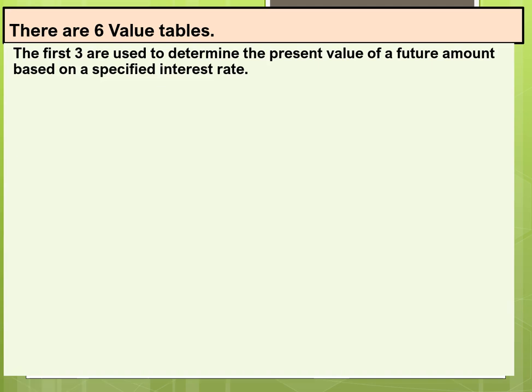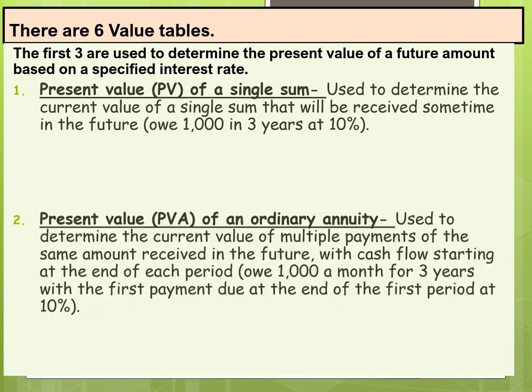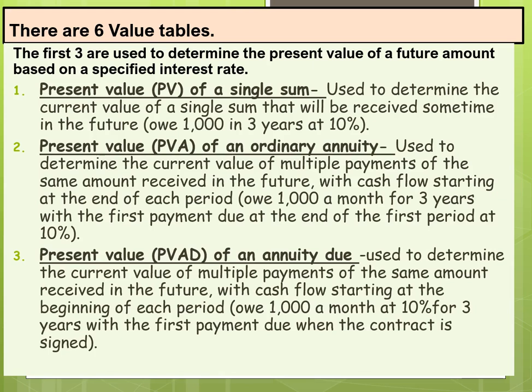Now again, we are going to use one of these three. We either use present value when we have a single sum at the end of a period, or if we have multiple payments of the same amount and the payment is due at the end of the first period, we use the PVA table. Or we use the PVAD table if the payment is due at the time of the contract sign, or right when the contract begins. So remember to pay attention to when payments are going to be made. So we're now going to look at a couple examples.